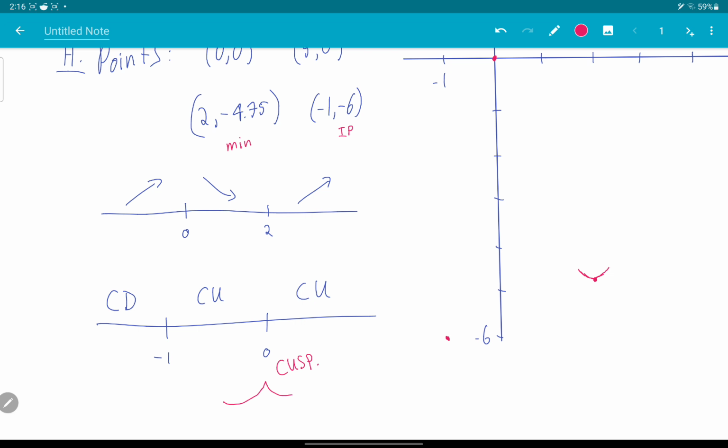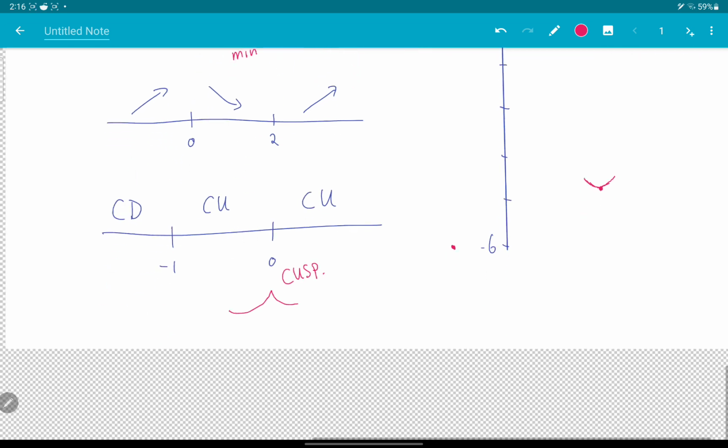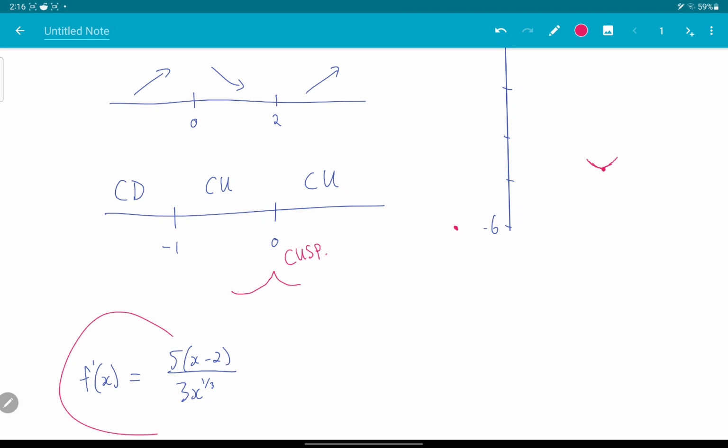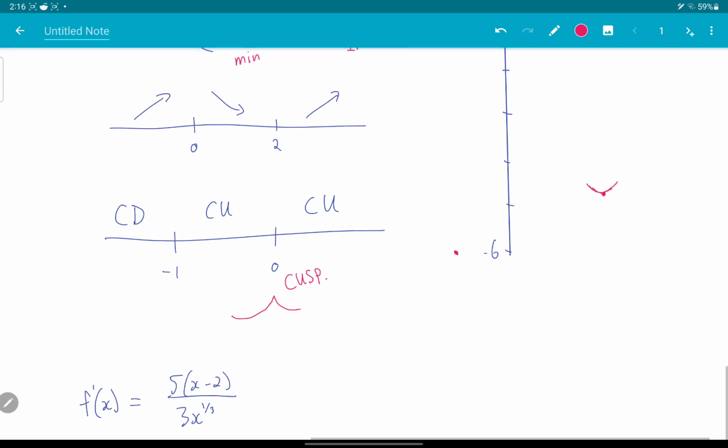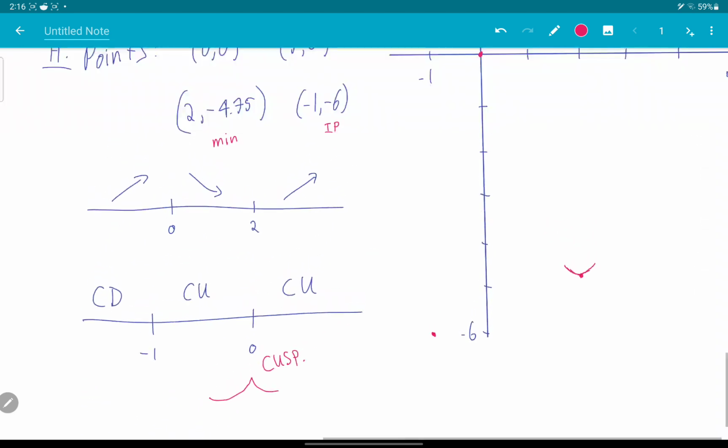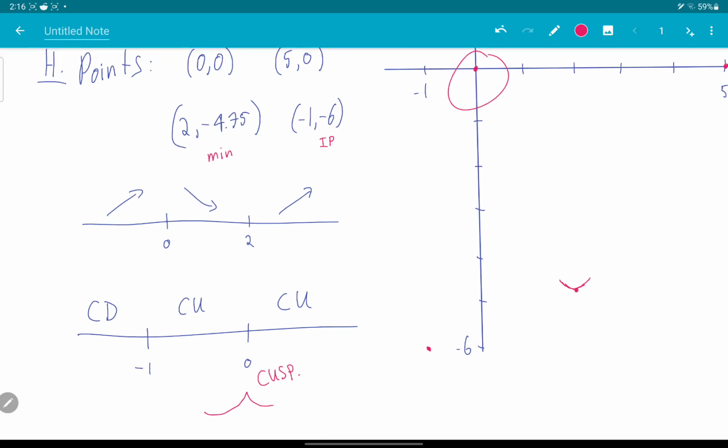Okay, a cusp we saw earlier. It's where the first derivative does not exist. And we can see by looking at the first derivative that at x equals 0, the first derivative does not exist. Okay, so at the origin here, we have a cusp-shaped thing happening.